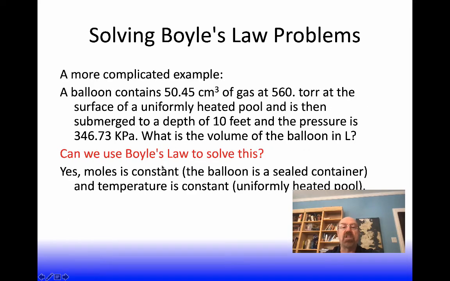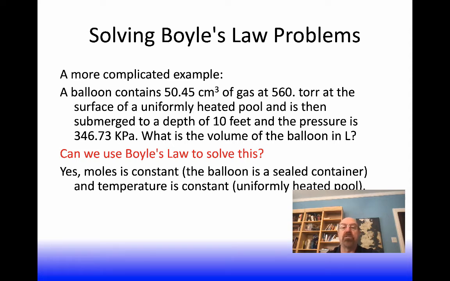Now, here's a slightly more complicated example. All right, so we've got a balloon that's 50.45 cubic centimeters of gas. It's at 560 torr, that's the pressure. And it says at the surface of a uniformly heated pool, it is then submerged to a depth of 10 feet. Now, listen to me, guys, all right? Uniformly heated means the temperature is constant, okay? It is a balloon, it's a sealed container. Moles are constant. The depth of 10 feet is a distractor. It has absolutely nothing to do with solving the problem.